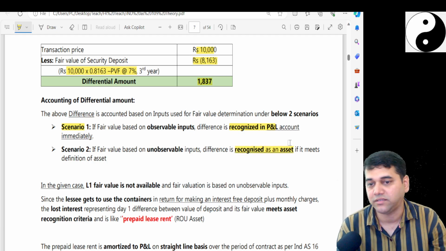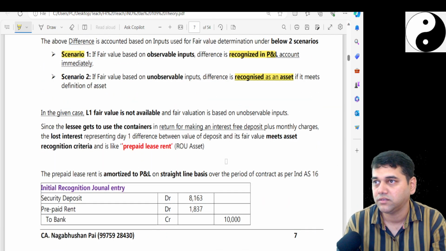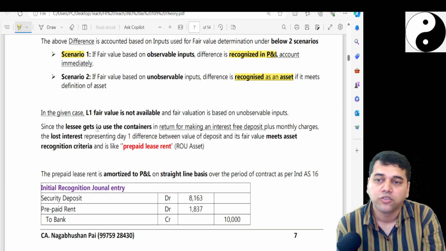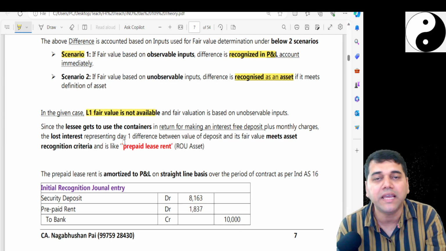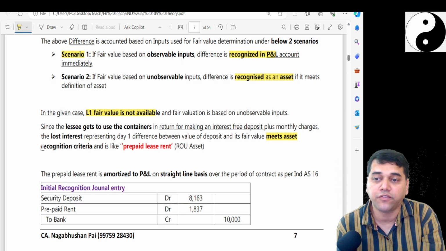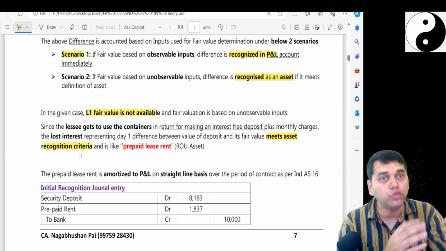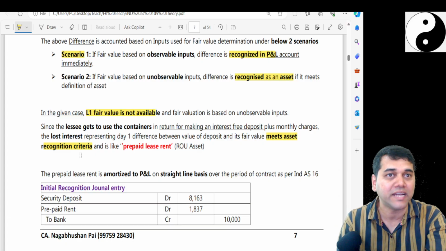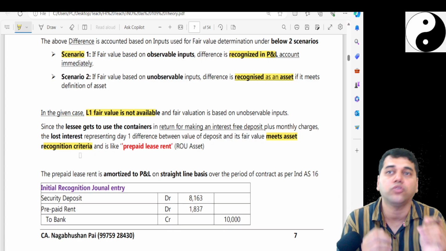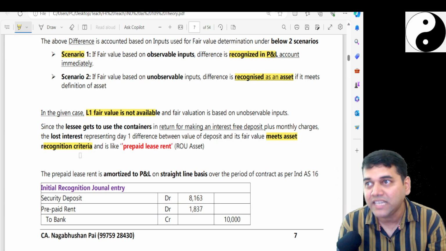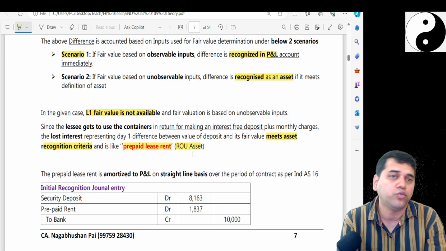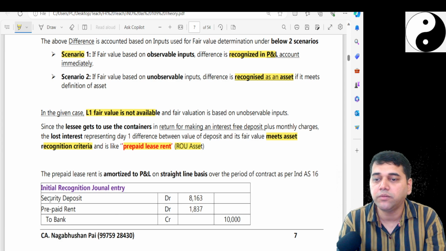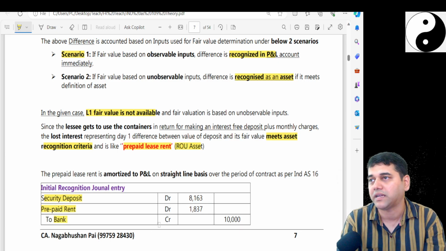In the given case, since I don't know whether it is observable or not, and it is not available, I will assume it must be L2 and it meets the definition of an asset for me. Why? Because I get a right to use the container. Can you tell, sir, I will pay the rent, but I will not pay the deposit? No, you cannot. If you want the right, you have to pay that. That's why it's a prepaid rent. Alternatively, you can say ROU asset. Initial recognition will be security deposit account debit, ROU asset account or prepaid rent account debit, to bank.